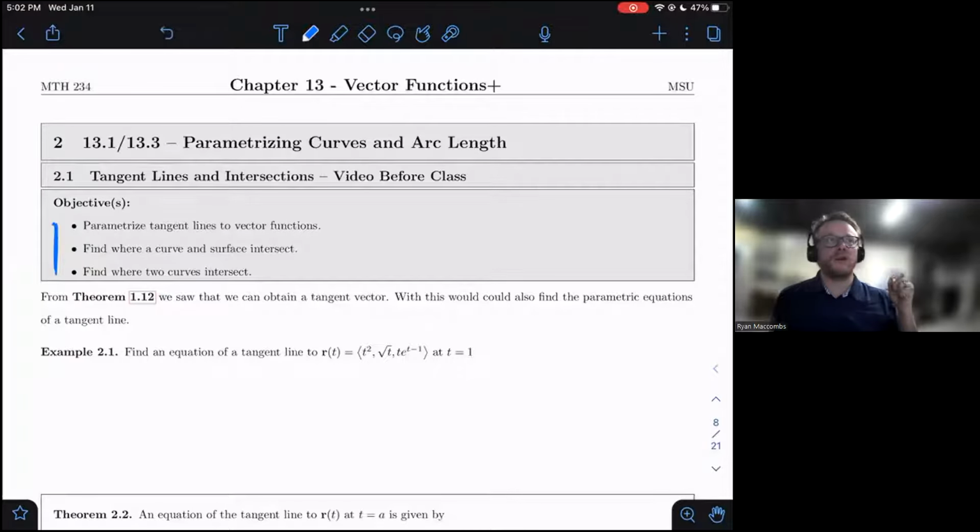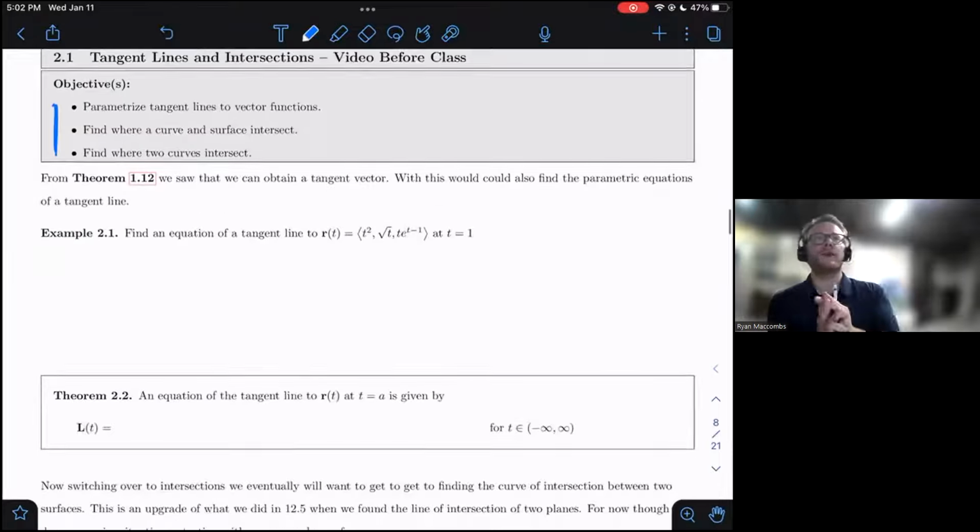Mainly, we are going to want to parameterize tangent lines for vector functions. We're going to figure out where a curve and a surface intersect. So rather than two surfaces, right, a curve and a surface. And then we'll also be able to talk about where two curves intersect as well. So without further ado, let's get to it.